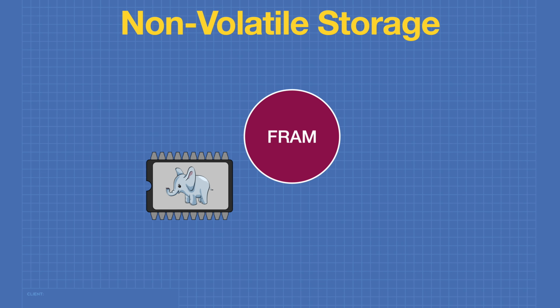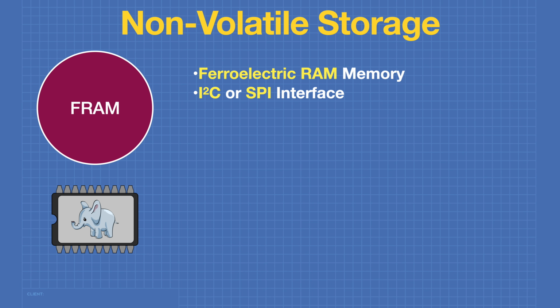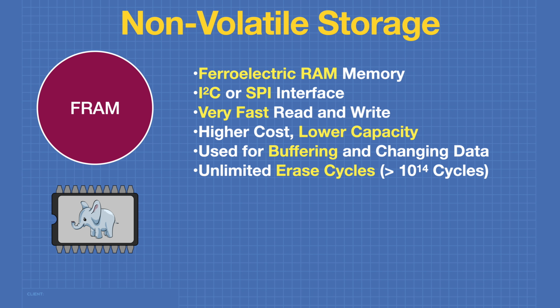FRAM is ferroelectric RAM memory. It's available with both I2C or SPI interfaces. FRAM has a very fast read and write time. However, it's a higher cost storage medium and it has a lower capacity because of its size. FRAM is excellent for buffering and data that changes rapidly. It has a virtually unlimited amount of erase cycles numbering in the trillions. FRAM also has very good data retention properties and it's measured in decades.